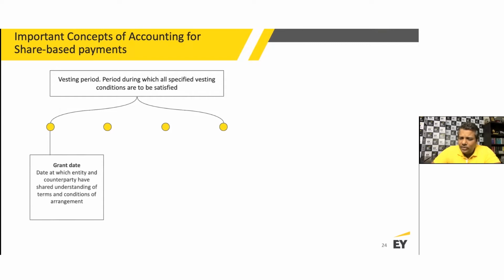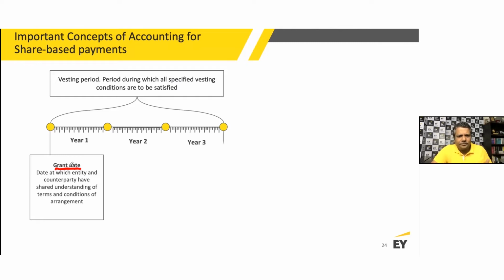One is the grant date. What is the grant date? Grant date is the date at which the entity and the counterparty have full understanding of the terms and conditions of the arrangement, that there are no uncertainties left: how many shares you are entitled to, at what price, and what conditions I need to fulfill to be entitled to this share-based arrangement, and so forth. You are fully aware of all the terms and conditions in relation to the share-based payment arrangement on the date this is achieved. That is called the grant date. Okay, that is like the inception of the share-based payment arrangement.